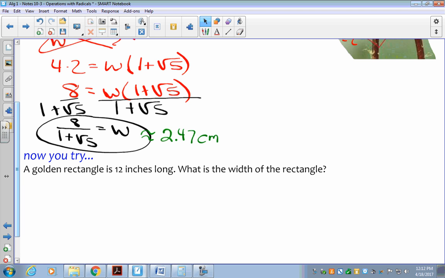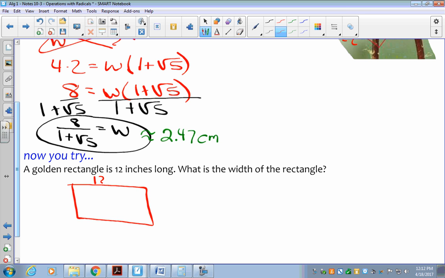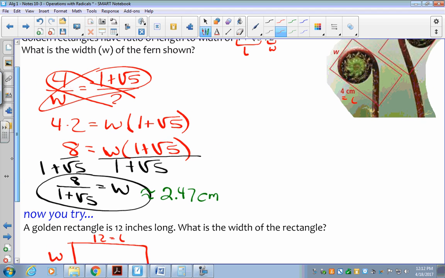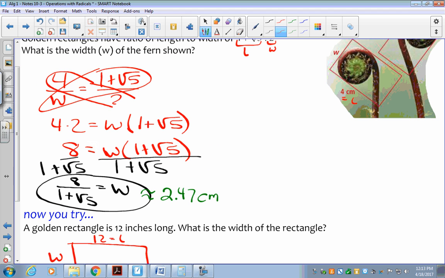Okay, a golden rectangle is 12 inches long, so let's go ahead and draw the picture. Its length is 12 inches. We don't know the width. Using the same process as we did up here, what is the width of the rectangle? I'm going to give you guys 60 seconds.